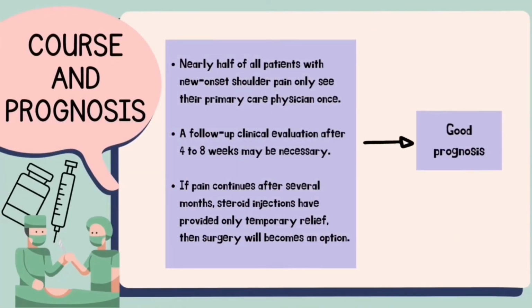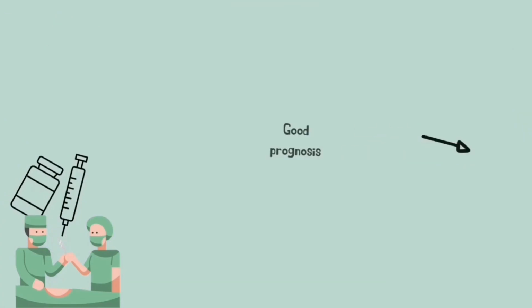Usually, patients with shoulder pain have a good prognosis. Nearly half of the patients with new onset shoulder pain only see their primary care physician once and are almost never referred to a specialist. A follow-up clinical evaluation after 4 to 8 weeks may be necessary if the symptoms are persisting. If pain continues after several months, and steroid injections have provided only temporary relief, then surgery will become an option.